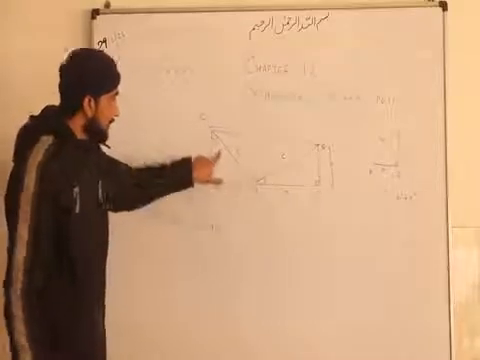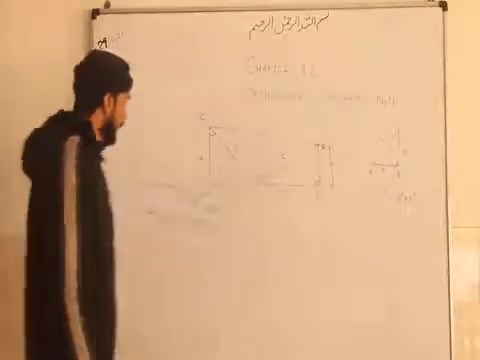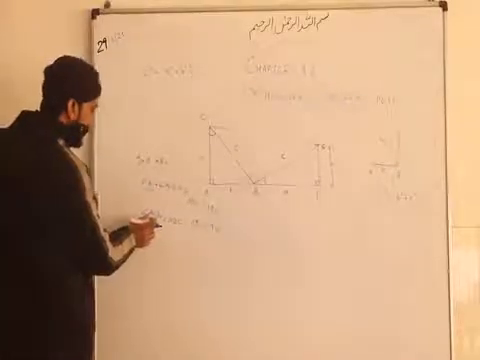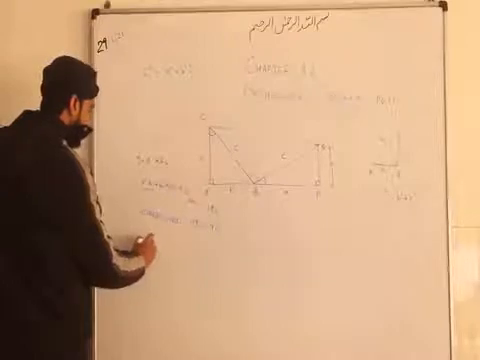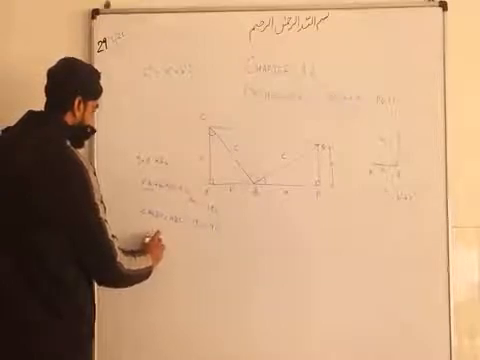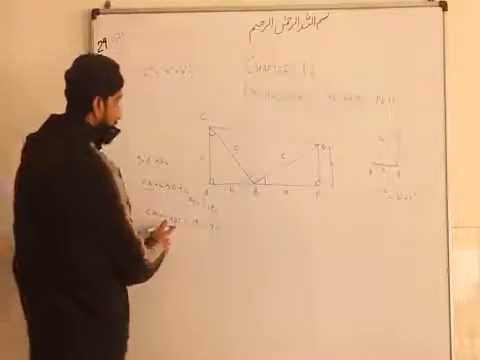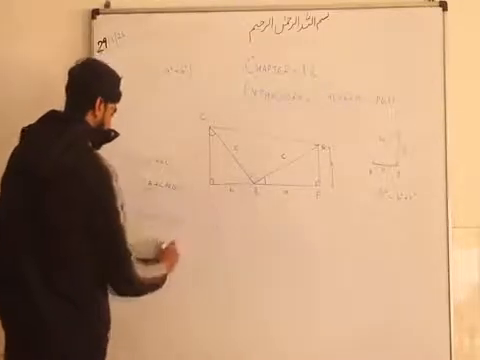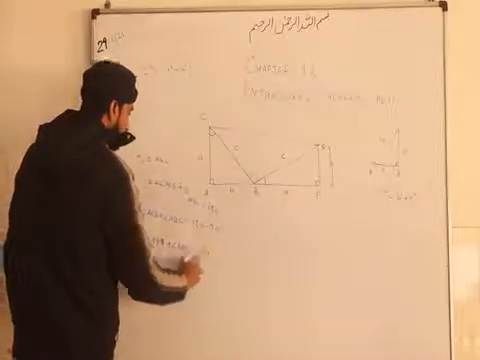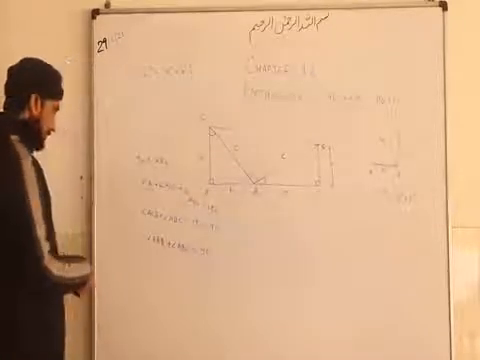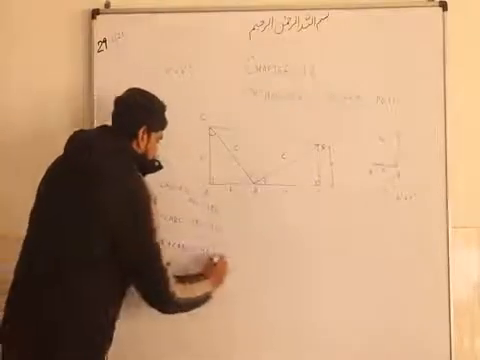This one is equal to this PBQ. So in place of this ACB, we can write angle PBQ plus this ABC. This must be equal to 90 degrees. Okay. So this is the second condition.